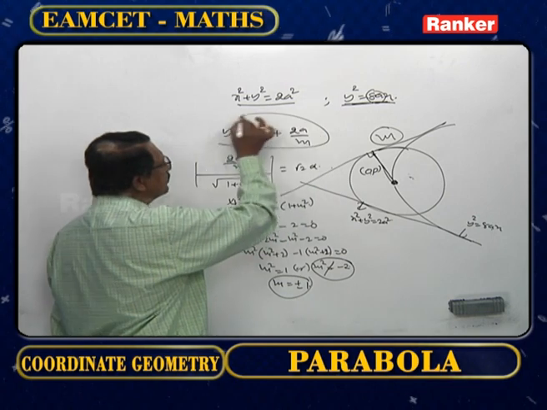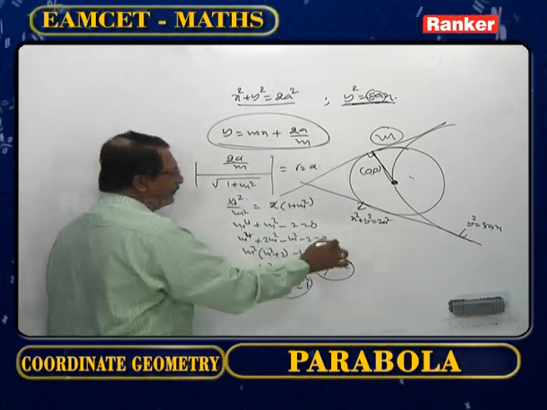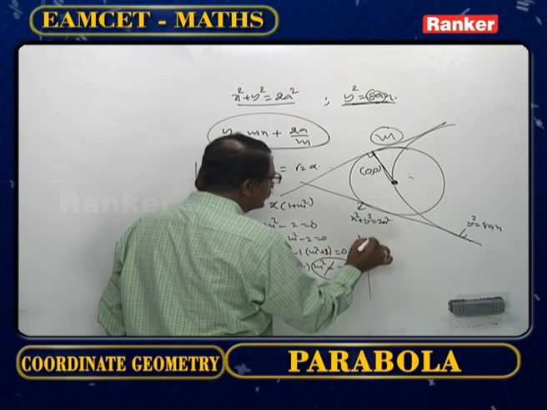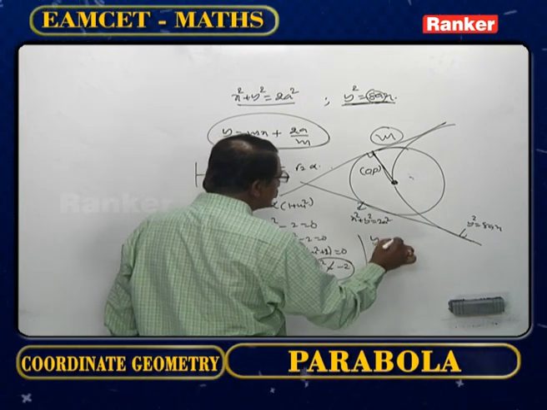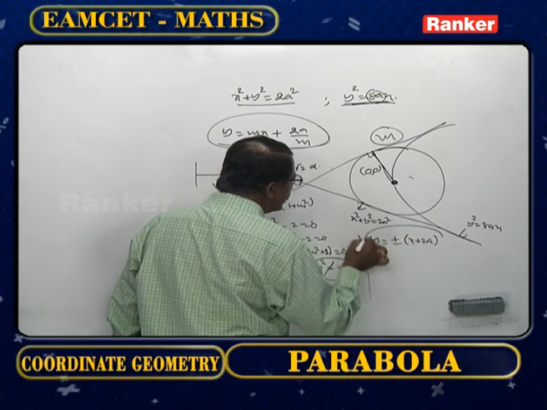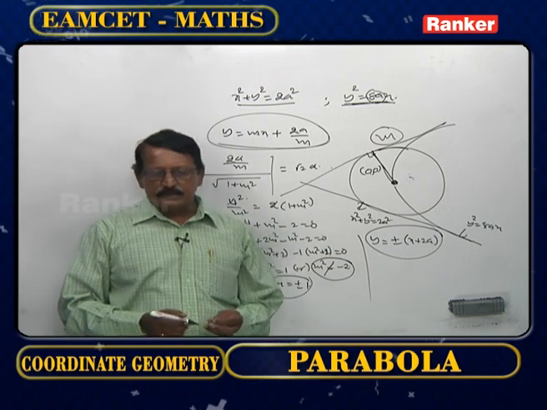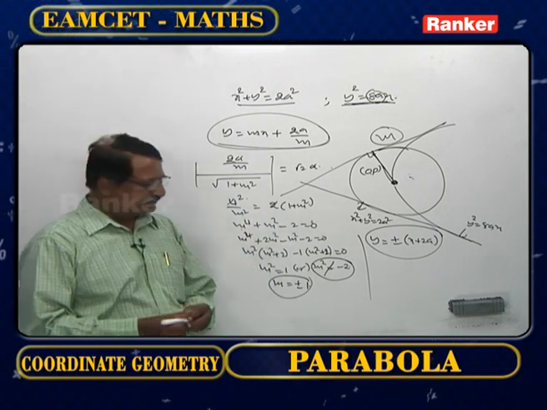Substitute in the equation of the tangent y equals mx plus 2a by m, then we get the common tangent equations y equals plus or minus x plus 2a. Then the second option is correct.